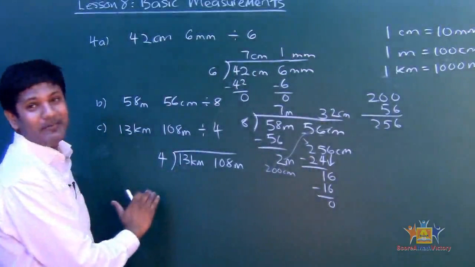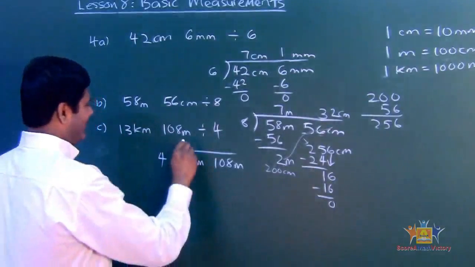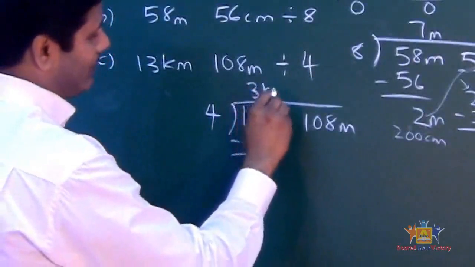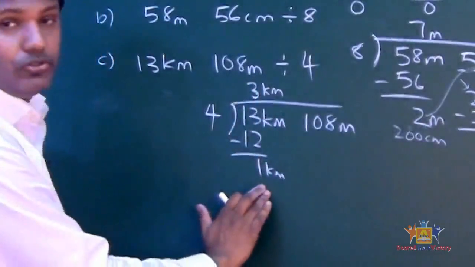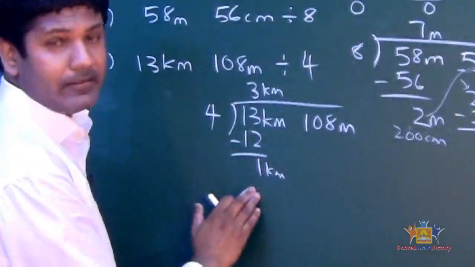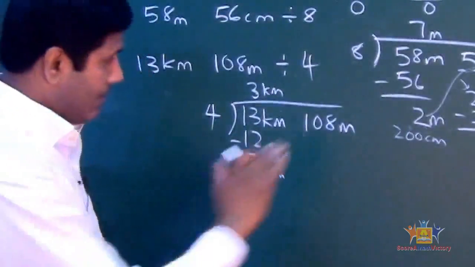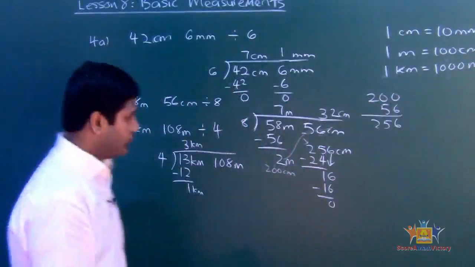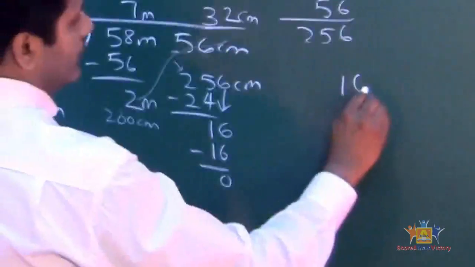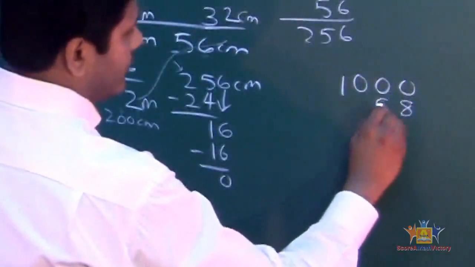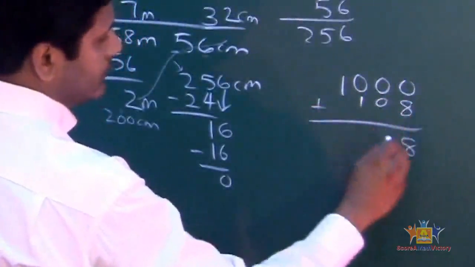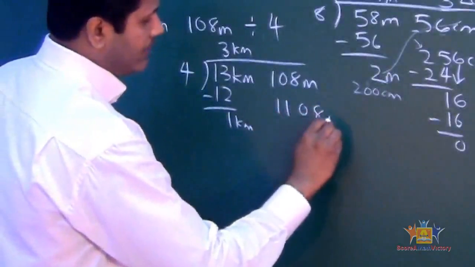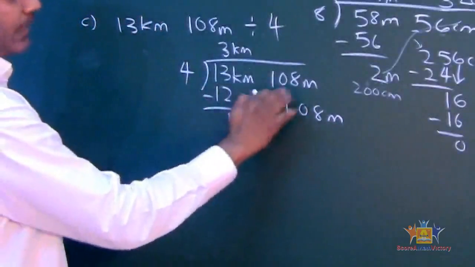All right, in 13 there's how many 4? 3 again from our timetable, because 3 times 4 is 12, minus gives me 1. Now bring the kilometers up, and this is 1 kilometer. This 1 cannot divide by 4, that's why we got the balance. We want to convert that into what? Meters, so that I can add to that one. So 1 kilometer is equal to how many meters? 1000 meters. So I take 1000 and add it with the 108. So always line it up. So I'm going to put 1108 meters right there. So now I'm going to divide this.